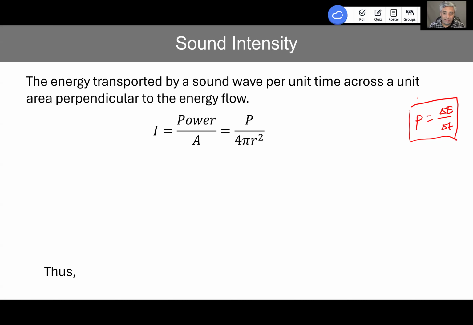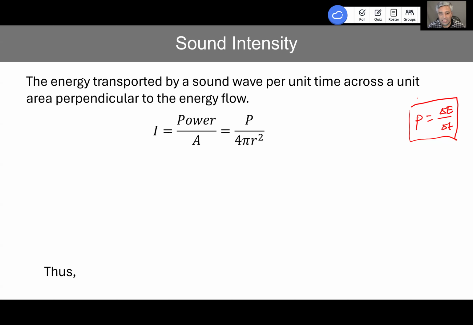Now intensity is like, for example, let's say I have a microphone and it has a certain surface area. So how much power it is receiving per unit area is the intensity, right? So if it's receiving more power, it is more intense.